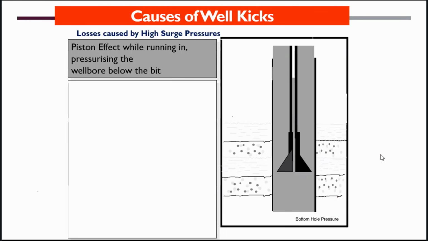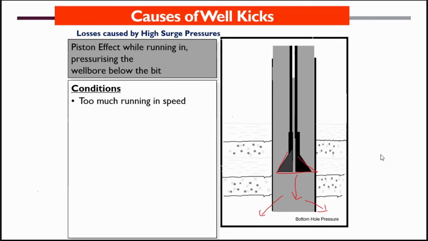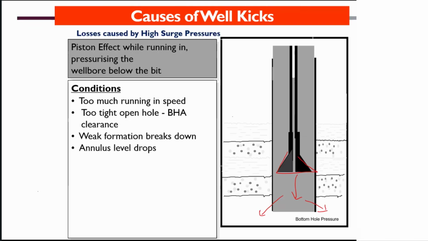So there is a piston effect while running in. It is pressurizing the wellbore below the pipe. When you are running in, this acts like a piston and it is applying pressure downwards. So if the speed is too much, the pressure will be too much and it will fracture the formation, and your mud will be lost in the formation. If any weak formation is there, it will break.